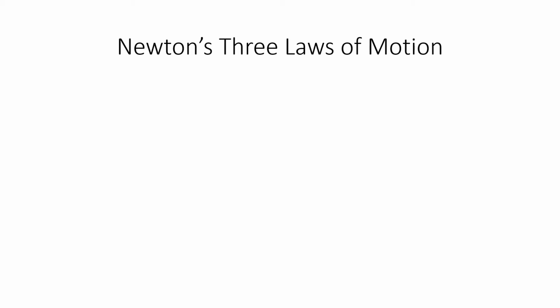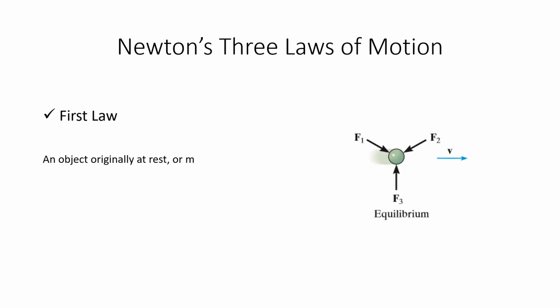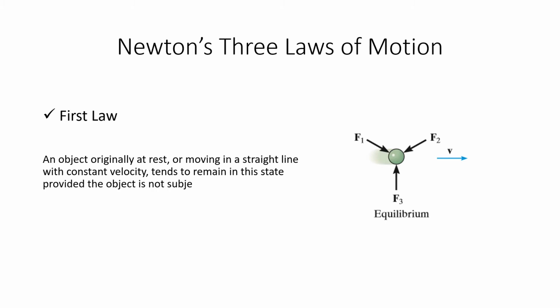Newton's three laws of motion. Newton's laws of motion are three physical laws that, together, laid the foundation for classical mechanics. Let's start with the first law. It states that an object originally at rest, or moving in a straight line with constant velocity, tends to remain in this state, provided the object is not subjected to an unbalanced force.